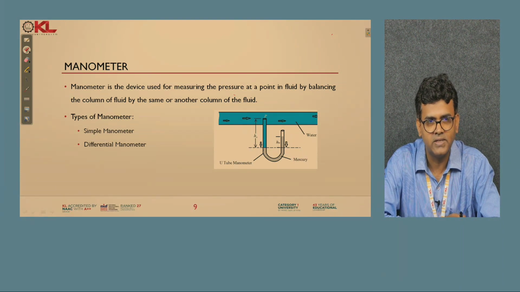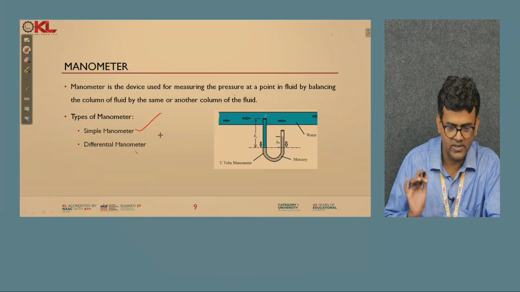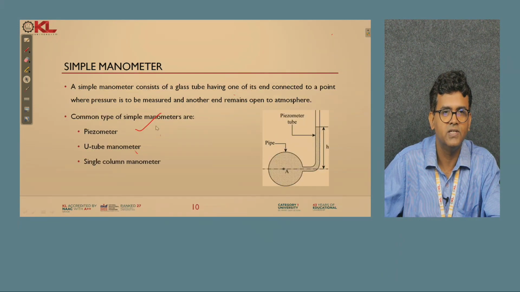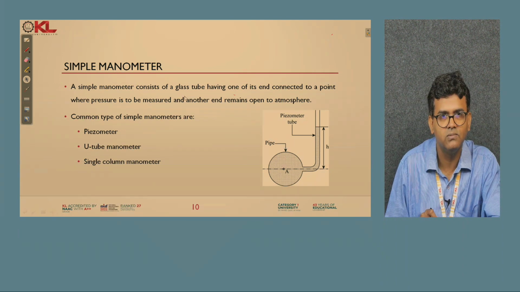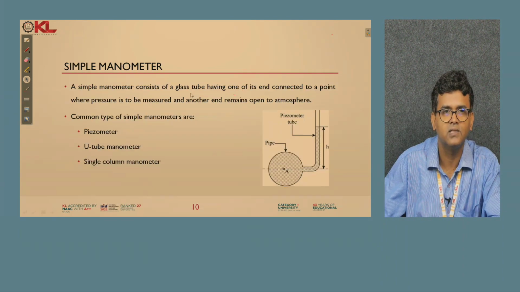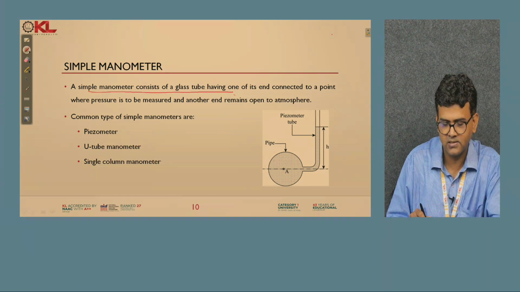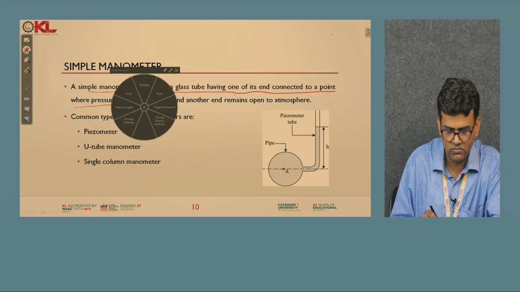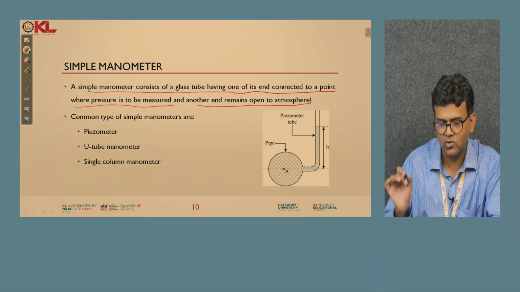So different types of manometer are there. Broadly, simple manometer and differential manometer. So what is a simple manometer and what is a differential manometer? Let's see here. A simple manometer consists of a glass tube having one of its ends connected to a point where the pressure is to be measured, and the other end remains open to atmosphere.